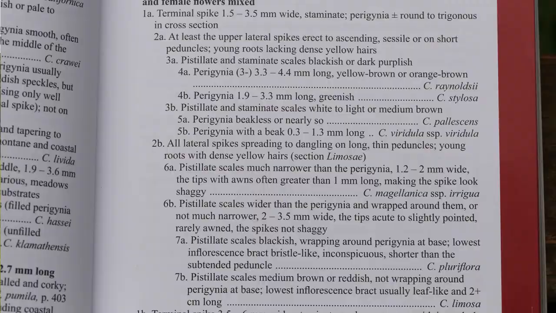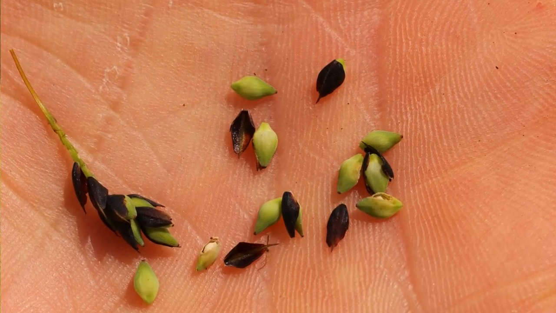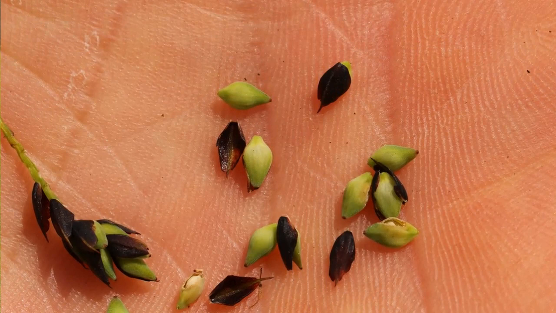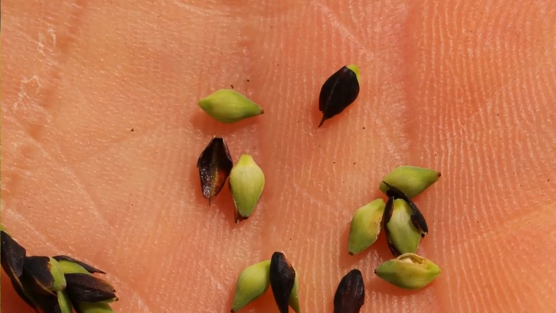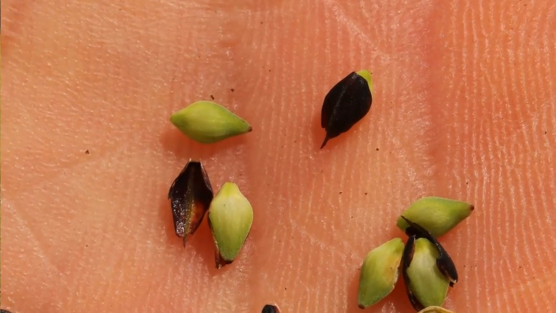So now we go to 6A versus 6B. 6A says pistillate scales much narrower than the perigynia. 6B says pistillate scales wider than the perigynia and wrapped around them, or not much narrower. Pistillate scales, those are the black things. And here's the back side of one and the front side of one, and we could see that those scales are wrapped around the perigynia.